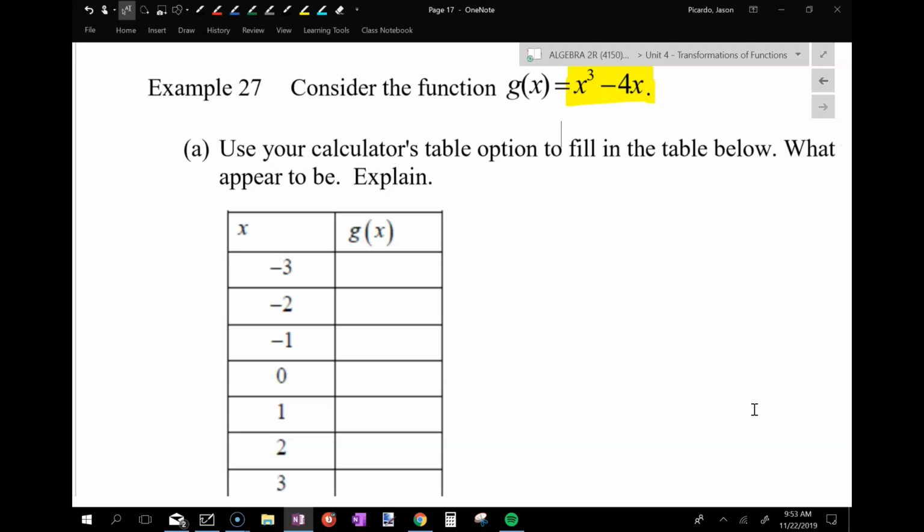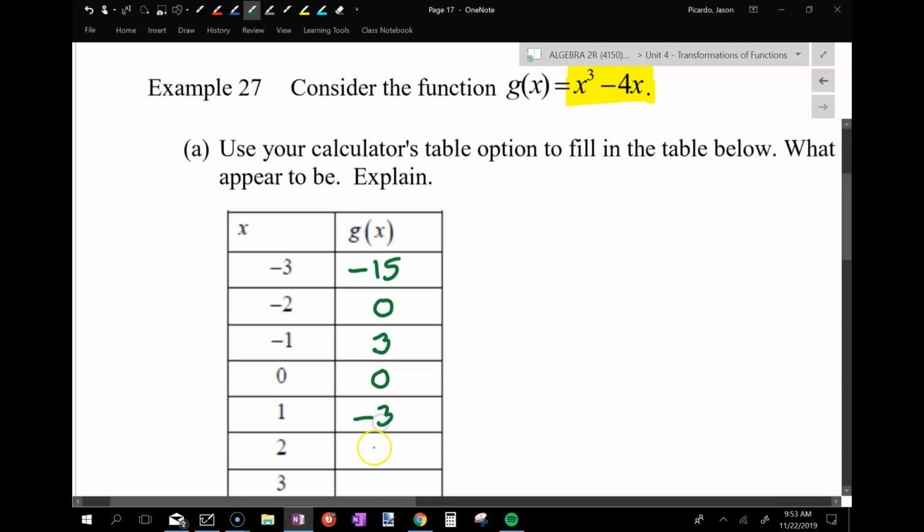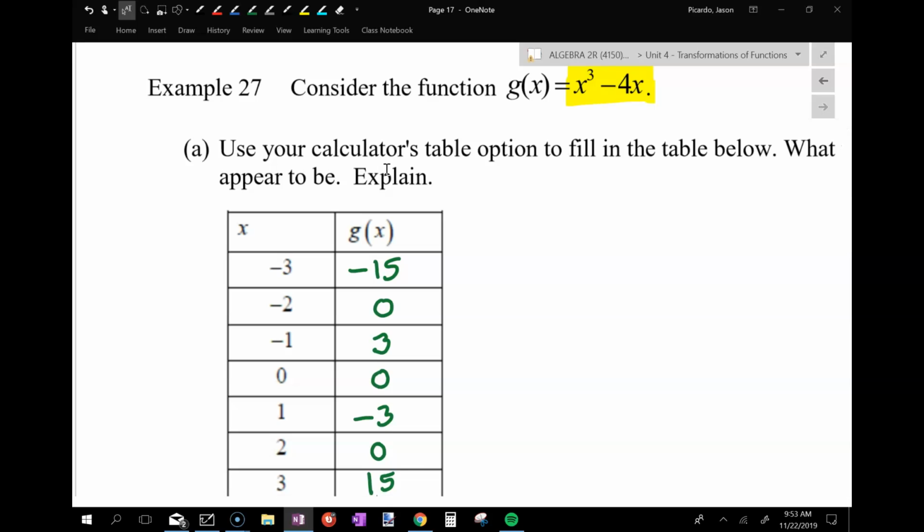What did we get when we plugged in -3? -15. And then we got 0, and then we got 3, and then we got 15, right? Now, what do you notice, guys? Again, I'm deciding if this is even or odd, or maybe it's none of the above. Maybe it's just a normal graph, right?